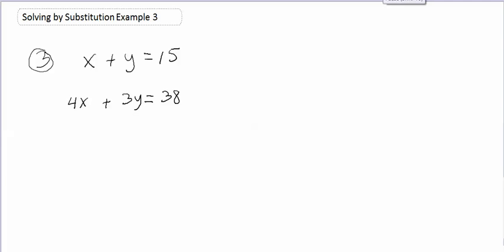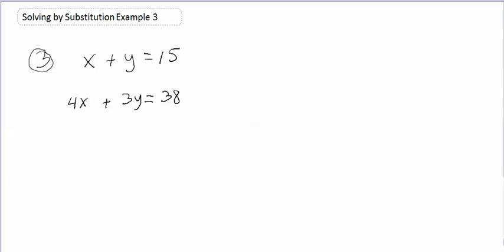Okay, the next example that we're going to do is number 3 for solving by systems. So on your paper, put number 3, and the first equation is going to be x plus y is equal to 15. You might leave a little space there because we have some work to do. And then you have 4x plus 3y is equal to 38.